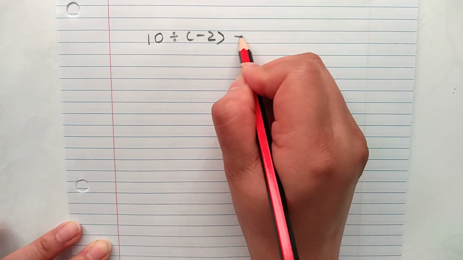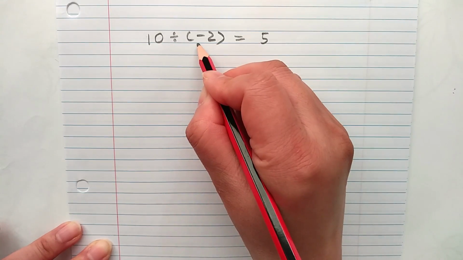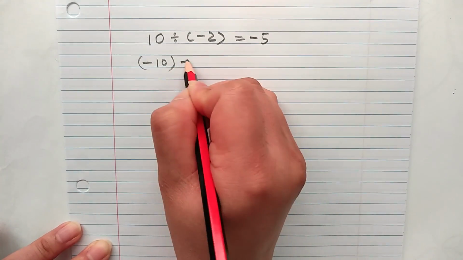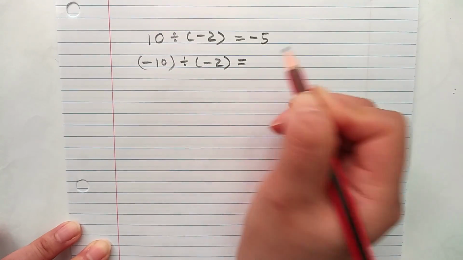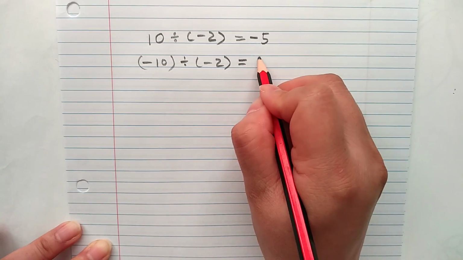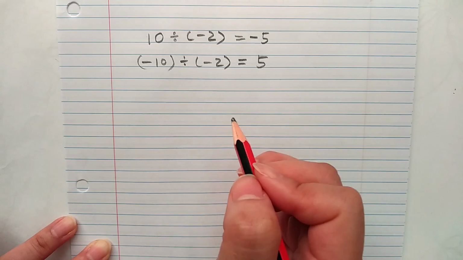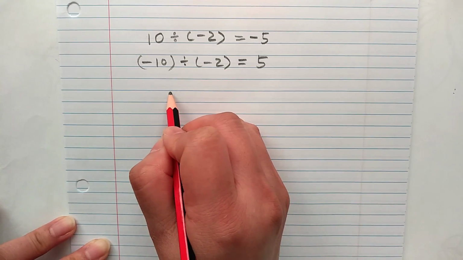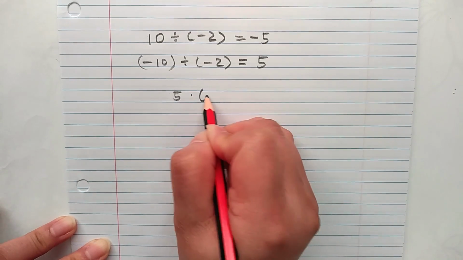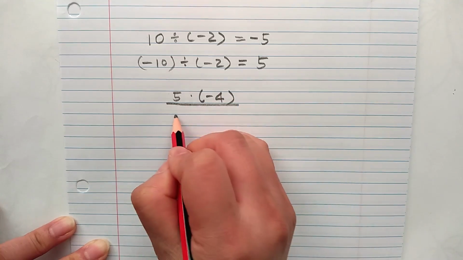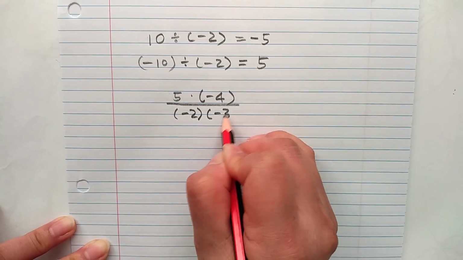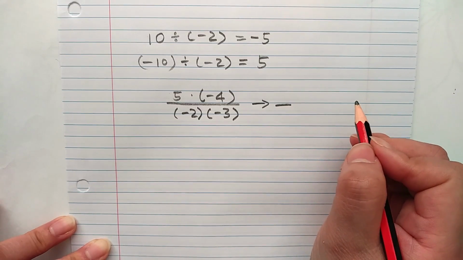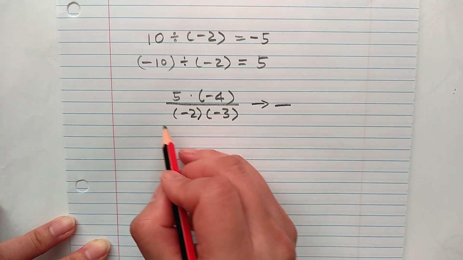So 10 divided by negative 2: 10 divided by 2 is 5. There's only one negative sign, so you get negative 5. Negative 10 divided by negative 2: 2 negative signs, so you get a positive answer, which is 5. The same rule applies to the mixture of multiplications and divisions. For example, let's say you have 5 times negative 4 divided by negative 2 times negative 3. You have 3 numbers with negative signs, so you get a negative answer. We'll talk about these kinds of problems in another video.